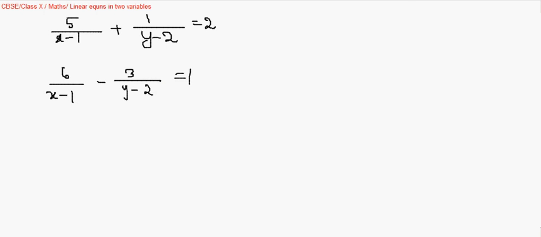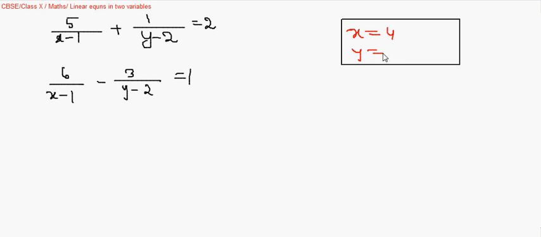I will give you the answer for you to check once you are done, so that you know if the answers are right. You should get the x value as 4 and the y value as 5. As a hint, as we saw in the previous question, you can take 1 upon x minus 1 as a variable, maybe p, and 1 by y minus 2 as q, and proceed as we did in the previous question. I hope you get that right by yourself.